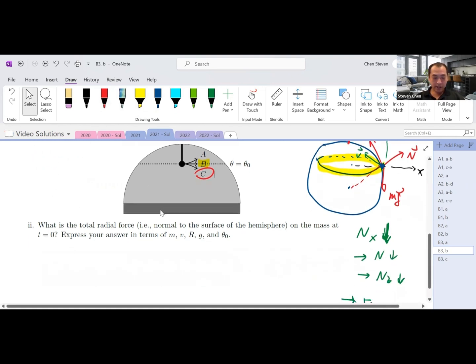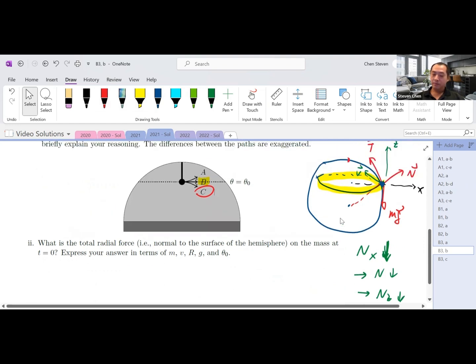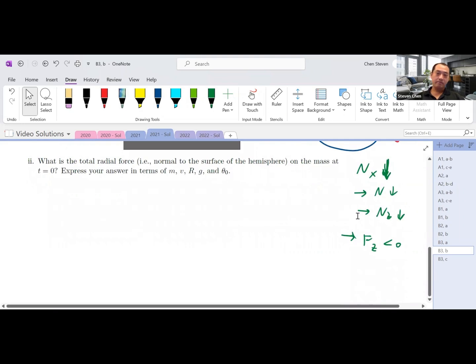Next, let's look at part 2. Part 2 asks us to compute the total radial force on the mass at time 0. So how do we compute it? Well, actually we can directly apply a very basic result. It says the following thing.